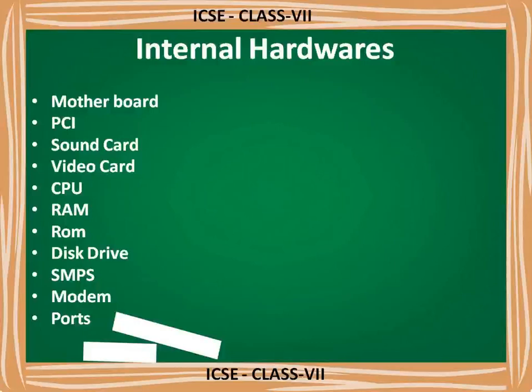A motherboard mainly contains the processor chip. The processor is placed on the motherboard, and second one is BIOS. BIOS means basic input output system. Then memory chips, external storage controller for video display and sound, and expansion slots for connecting additional circuit boards.